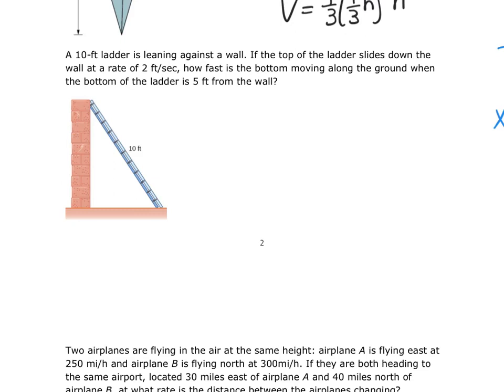A 10-foot ladder is leaning against the wall. If the top of the ladder slides down at a rate of 2 feet per second, how fast is the bottom moving along the ground when the bottom of the ladder is 5 feet from the wall?